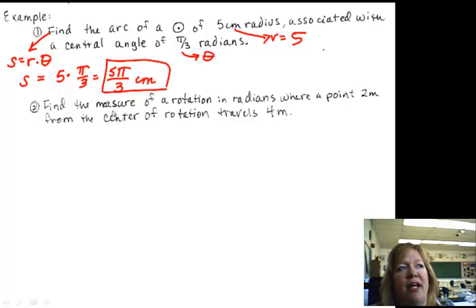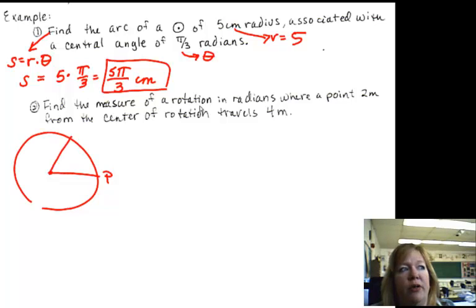Measure of a rotation. In this case, when you see measure of a rotation, you're looking for an angle. So I like to draw this. The measure of the rotation is going to be this angle that's inside of here. P is the distance that the point P is moving along the circle, and they told you that there's a point 2 meters from the center of rotation. Here's the center of rotation. This is 2 meters. That's just your radius. But it's kind of like you need to decode it.